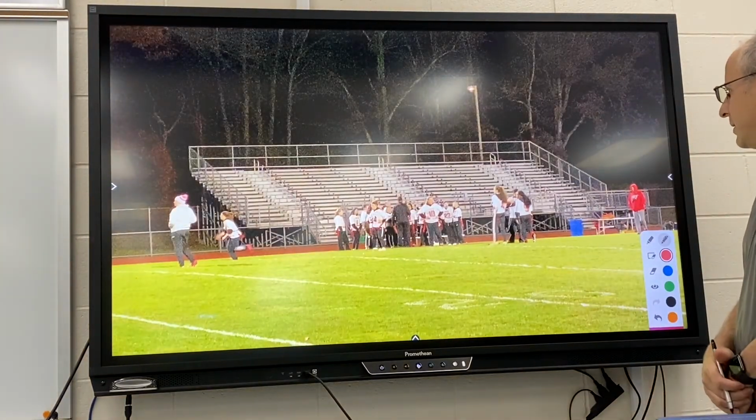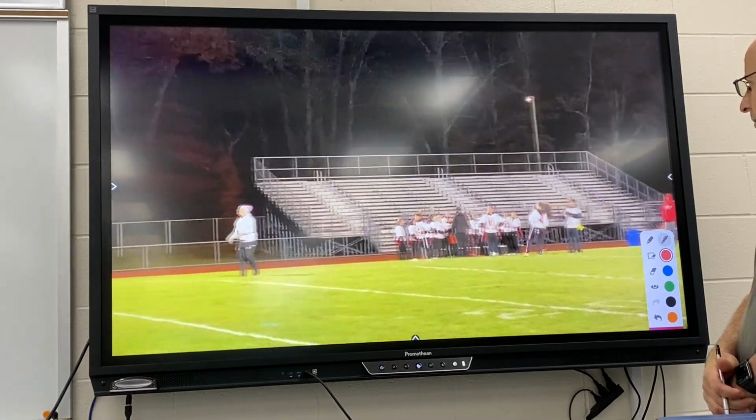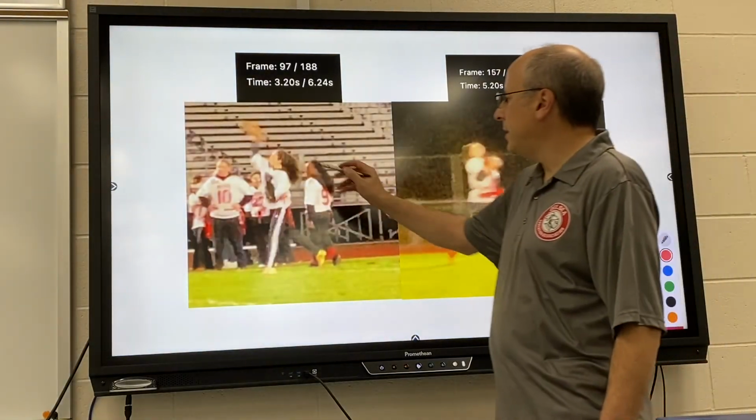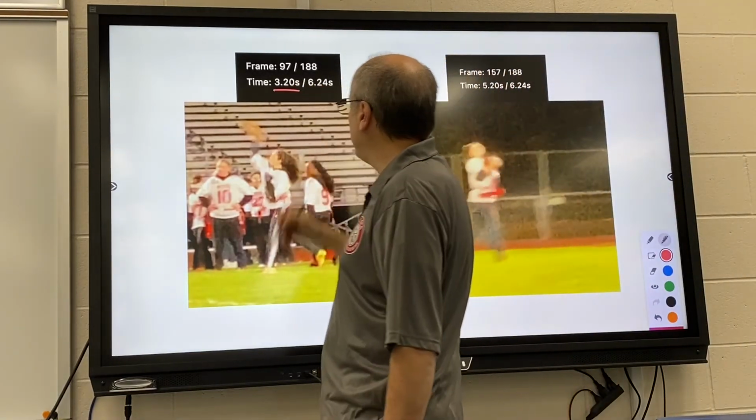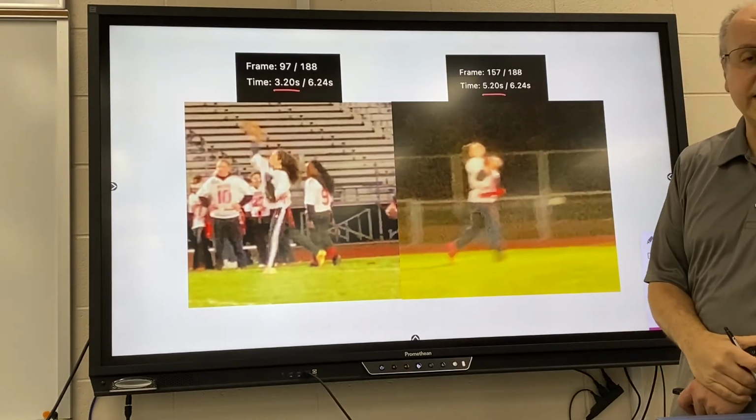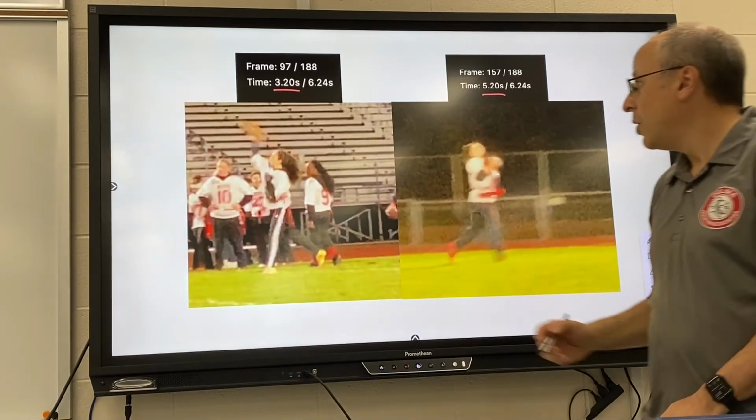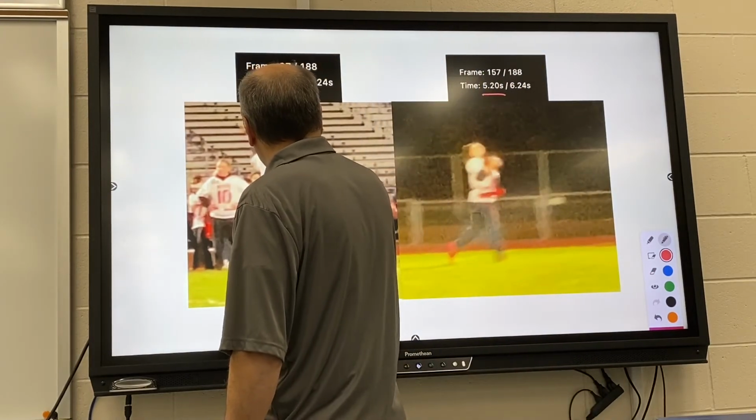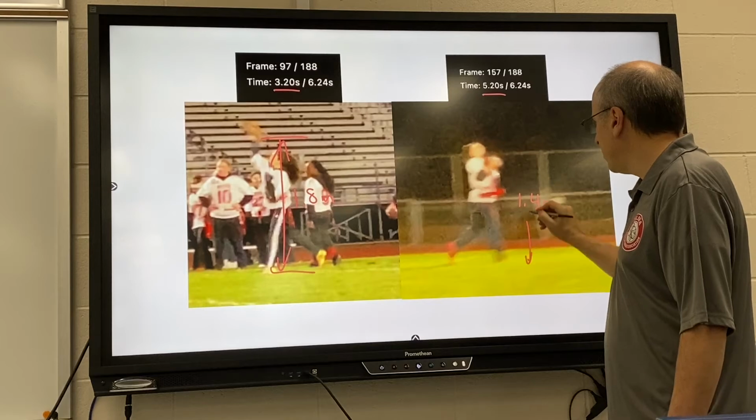Okay, we're going to do one more, and this time we're going to be looking at a football pass. And we can see that the football leaves Ava's hand 3.2 seconds into the video. We can see the football is caught 5.2 seconds into the video. So we know the ball was in the air for exactly 2 seconds. We can see that the ball was about 1.8 meters off the ground when it was thrown, and about 1.4 meters off the ground when it was caught.